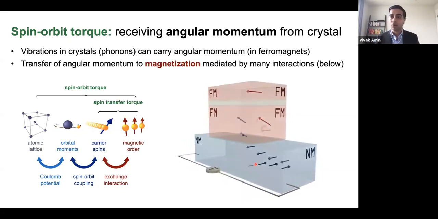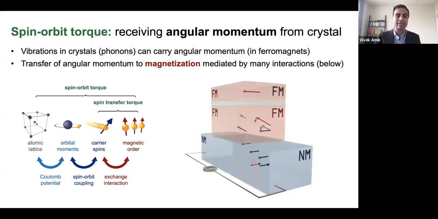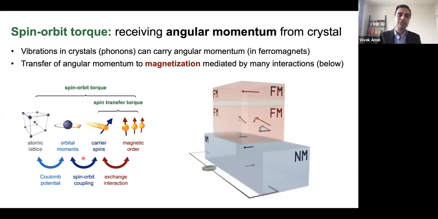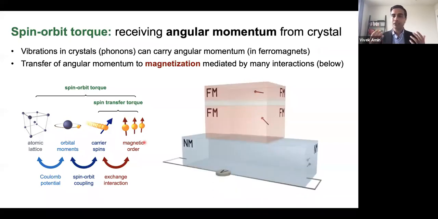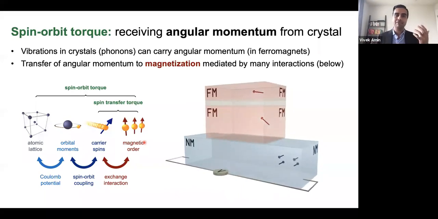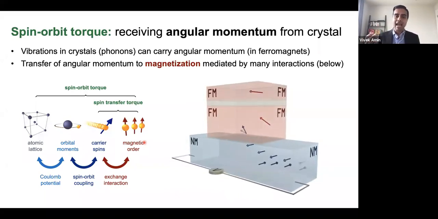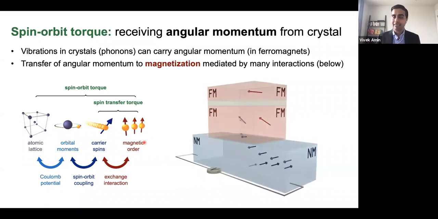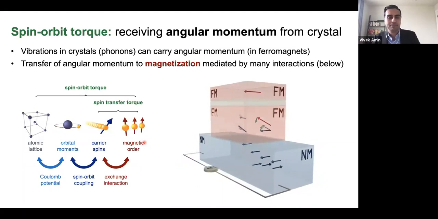So how does spin orbit torque work? Well, we can talk about it from a very general perspective first. If we go back to spin transfer torque, this was really a transfer of angular momentum between two different populations. So we have carrier spins and the electrons which comprise the magnetic order, and they're coupled via the exchange interaction. And a spin transfer torque is a transfer of angular momentum between these two populations.